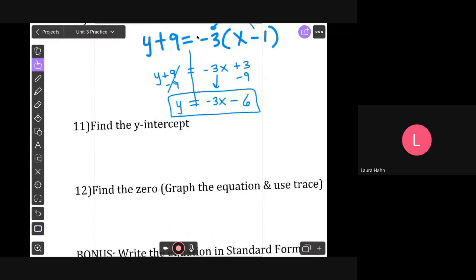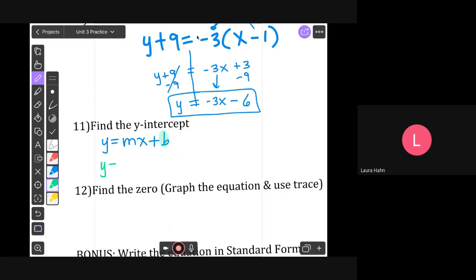It told me to find the y-intercept. When it's in slope-intercept form, that's y equals mx plus b. The b is your y-intercept, the number that's by itself. We just said the equation in slope-intercept form is y equals negative 3x minus 6. So my b value is the number that's by itself. We know b is negative 6. That's our y-intercept.